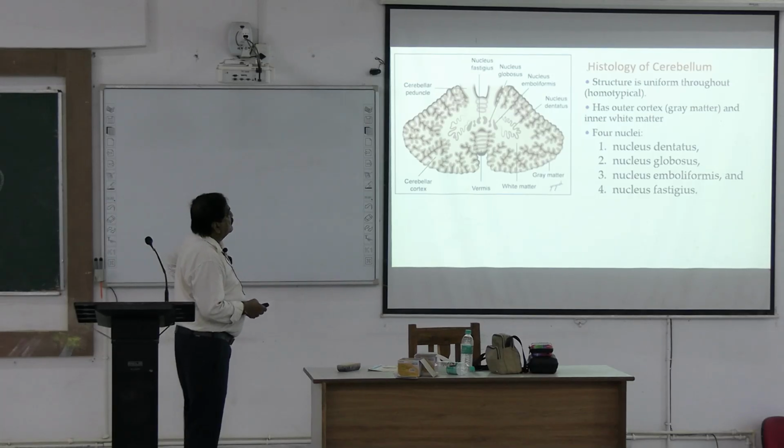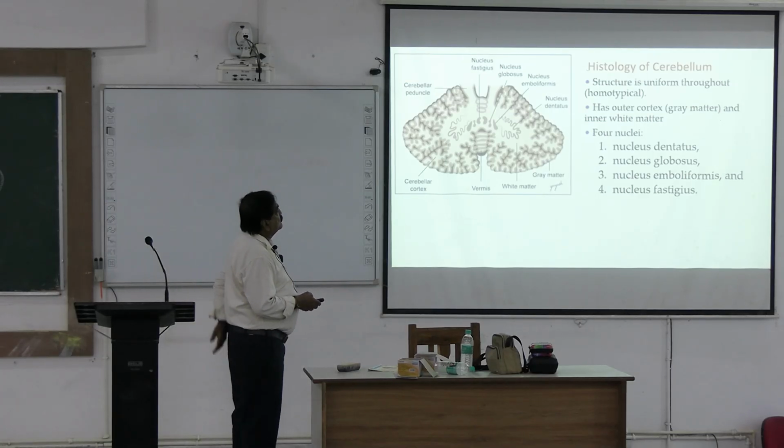The histology of the cerebellum: the structure is uniform throughout, homotypical. It has an outer cortex of grey matter, this is the grey matter, and an inner white matter.